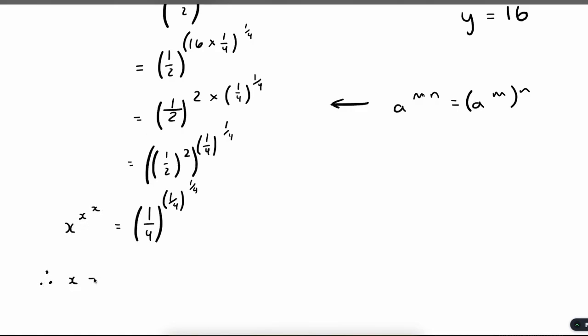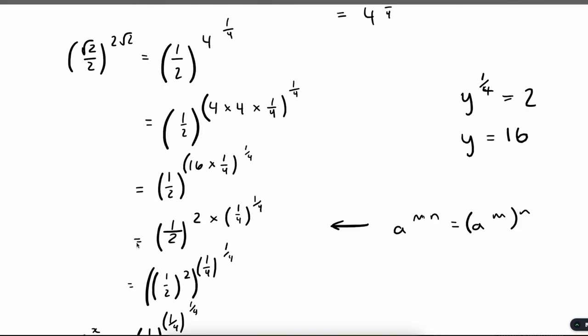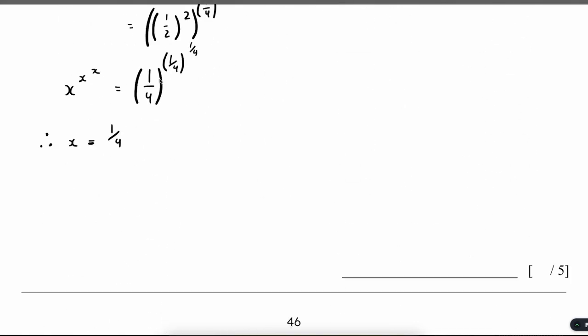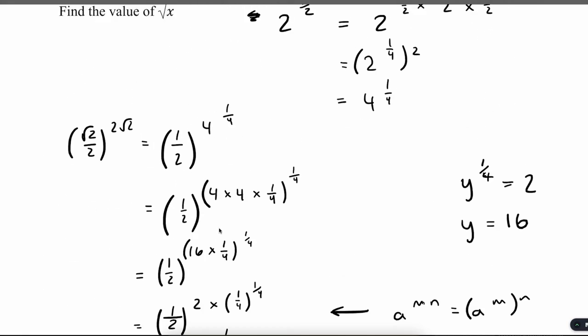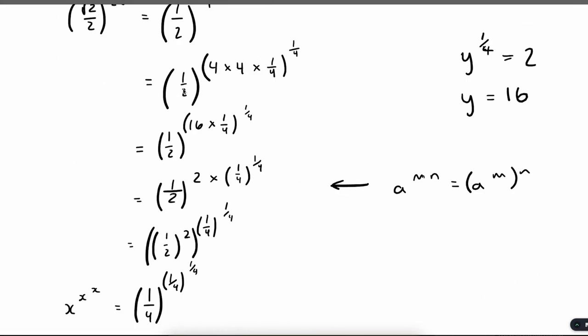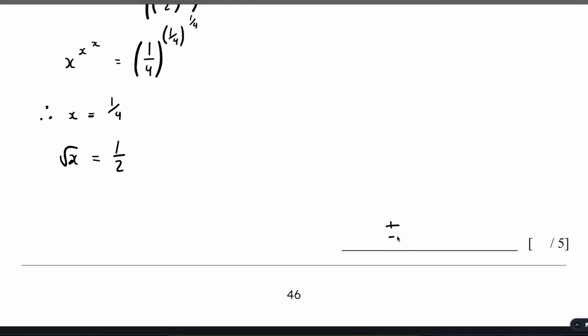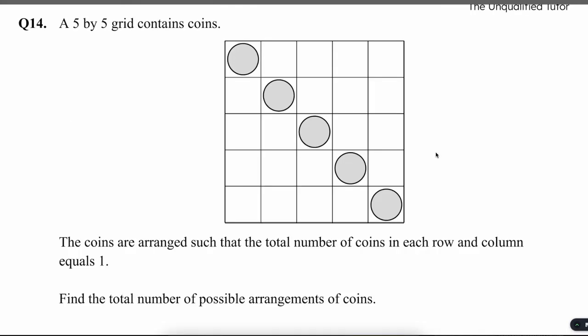Therefore, x equals 1/4. We need to find the value of root x, therefore root x equals 1/2. Okay, now technically it could be plus or minus 1/2 in this situation, so we just put plus or minus 1/2. Question 14. A 5x5 grid contains coins.